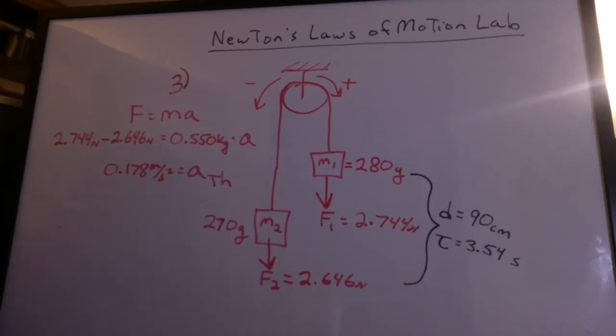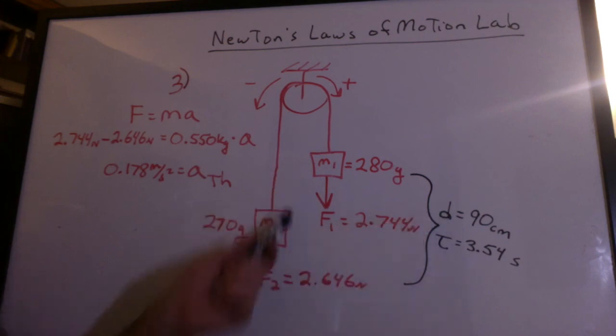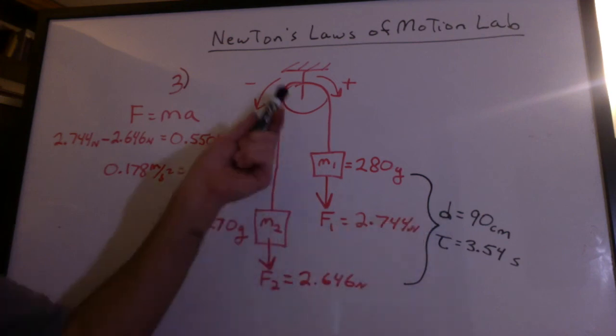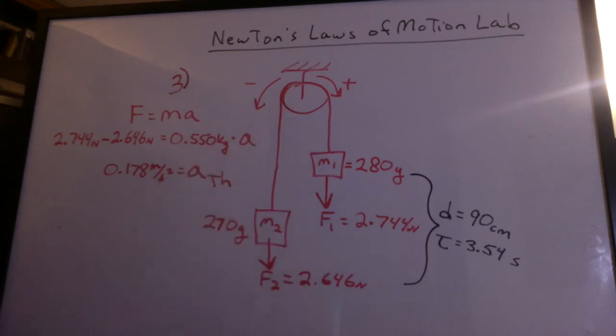Now we run the experiment. The weight falls 90 centimeters. You know, you don't have to work on a table. You can make this pretty high. You can hang this from something high up and have that weight fall a long way. I gave you plenty of string. So let's say it falls 90 centimeters in a time of 3.54 seconds.